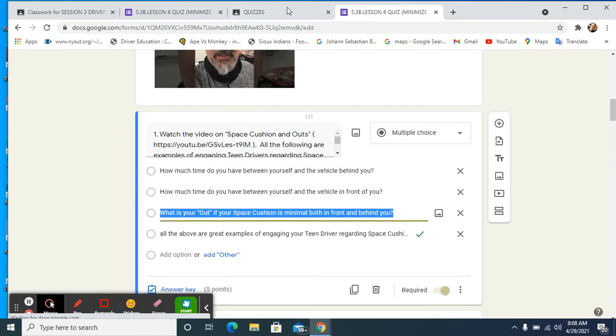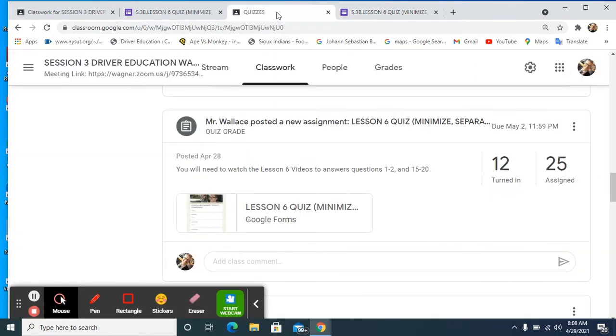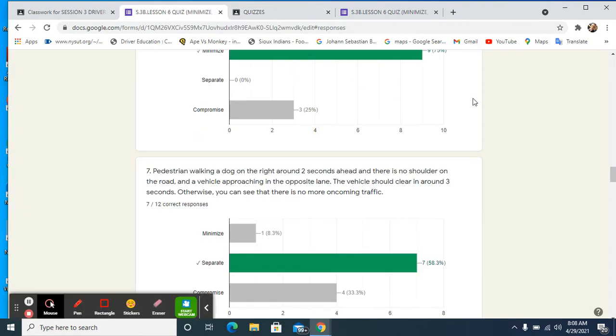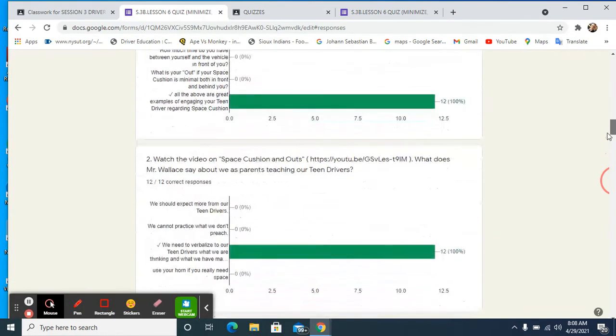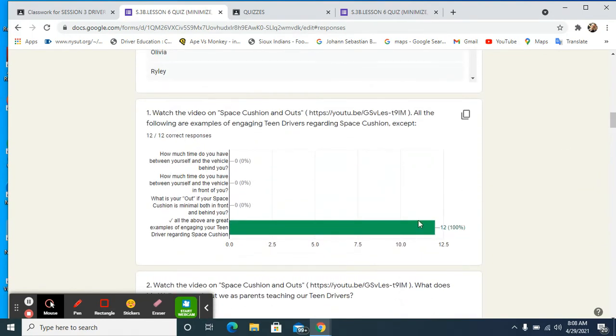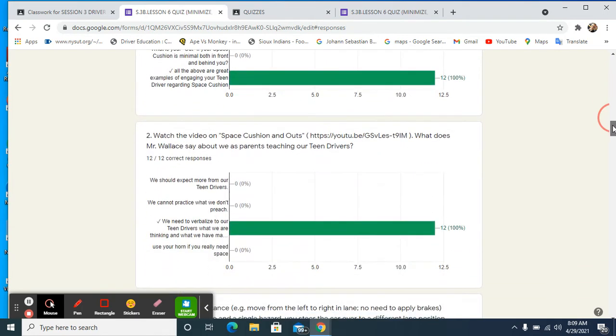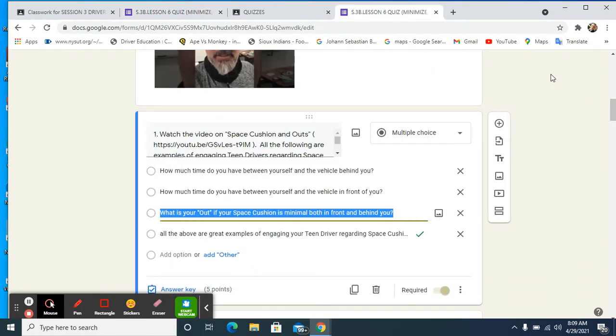And we're going to pop on over to the results so far for that question. And everyone got that question correct so far, right? So we have 12 respondents already. Let's move on to number 2. And everyone got number 2 correct as well. Let's take a look at it.